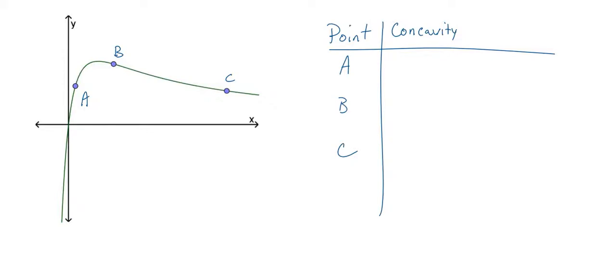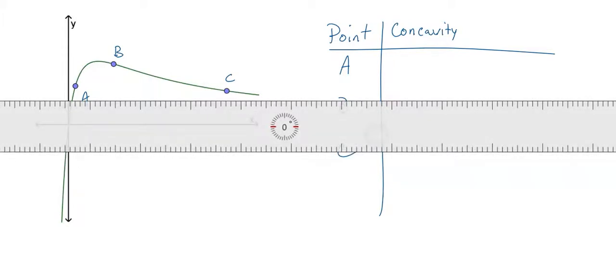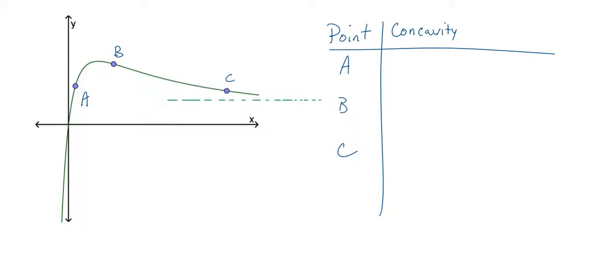And so you know, there is a horizontal asymptote here that it is approaching. Okay, so we've got points A, B, and C. Is everybody kind of with me now? Got that drawn more or less? So point A, what do you think? Is it concave up or concave down? Down.